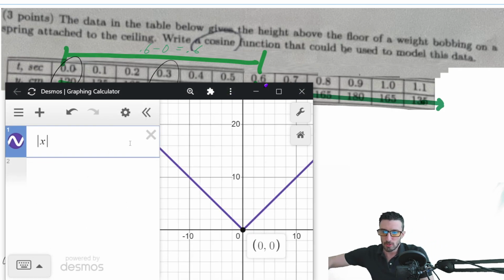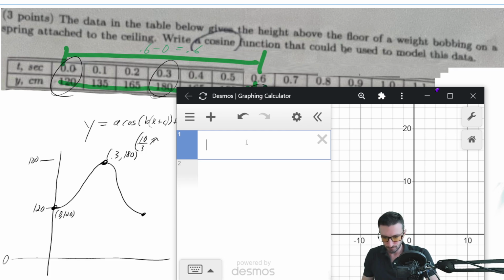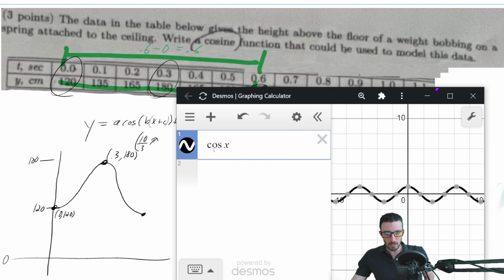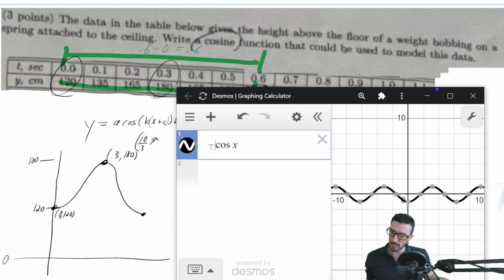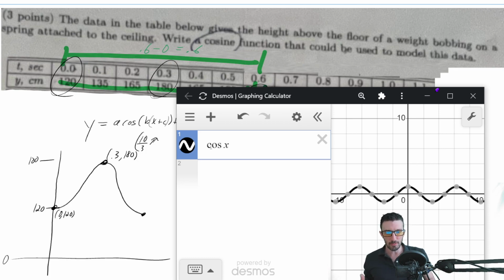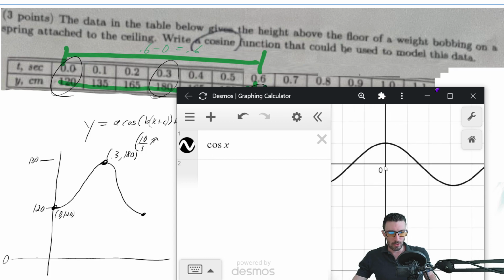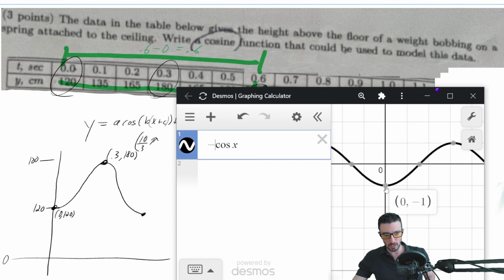And whenever you have a cosine that starts at the bottom, then that means you just have a regular cosine with a negative in the front. So a negative in the front of a cosine starts it at the bottom. If you don't have the negative, it starts at the top. Okay, so normally a cosine starts at a 1, but if I put the negative in front, it would start at a negative 1.